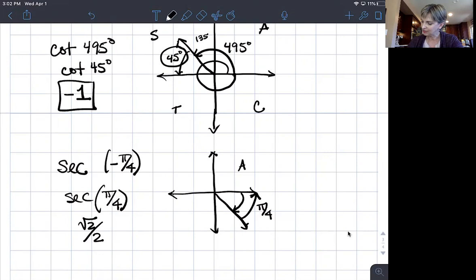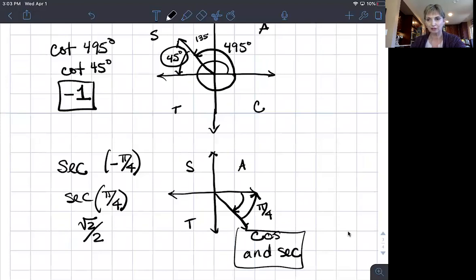And then for the sign, All Students Take Calculus. Is secant positive or negative in quadrant 4? Well, secant is the reciprocal of cosine, and cosine is positive in quadrant 4. So secant is positive in quadrant 4. So this is your answer.